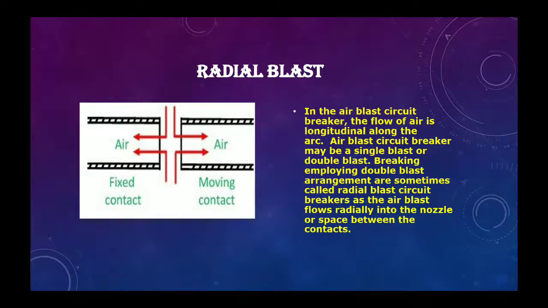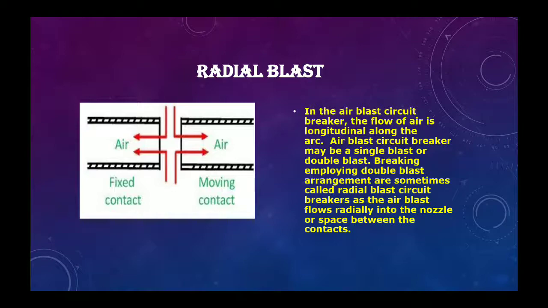In the air blast circuit breaker, the flow of air is longitudinal along the arc. So air blast breaker may be single blast or double blast. Breakers employing double blast arrangement are sometimes called radial blast circuit breakers, as the air blast flows rapidly into the nozzle or space between the contacts.